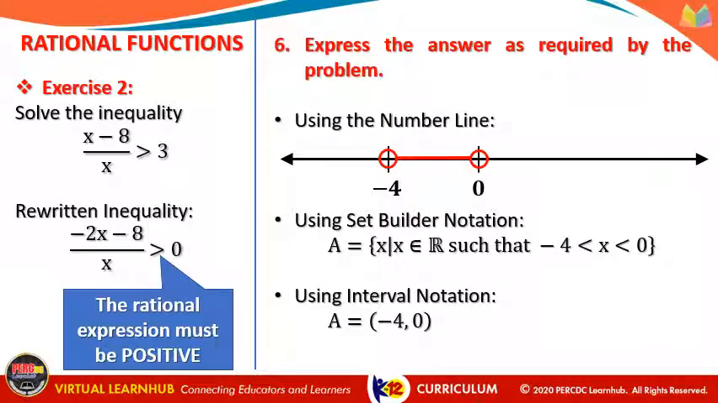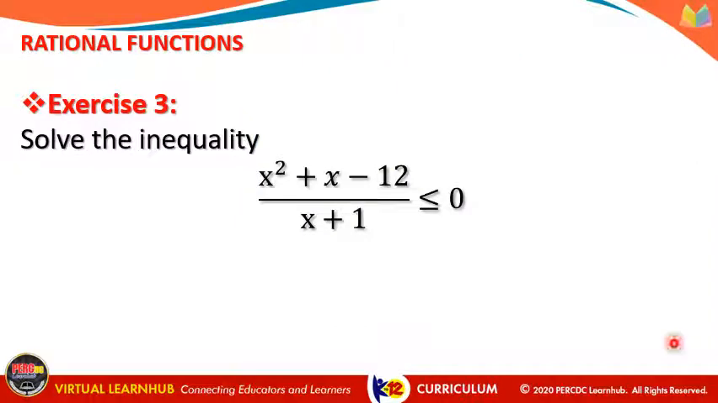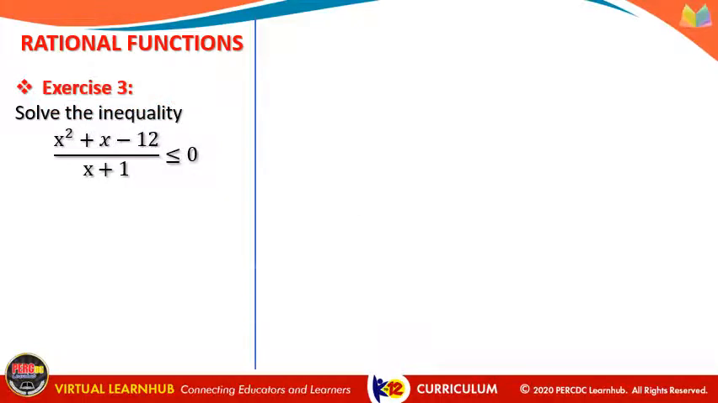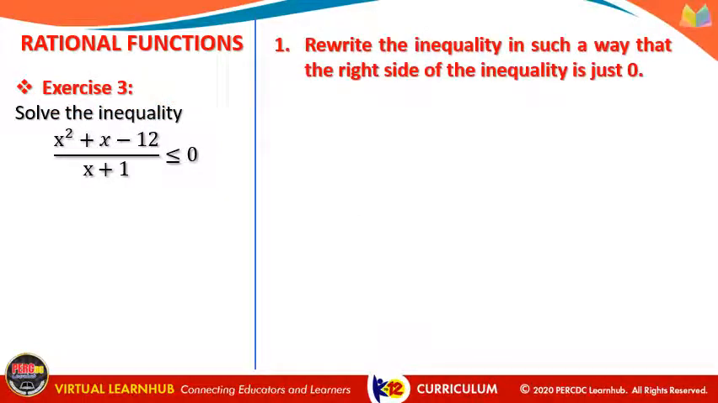Let's now go to our last exercise for this video. Solve the inequality x squared plus x minus 12 over x plus 1 is less than or equal to 0. Step 1. I-rewrite natin yung inequality in such a way that the right side is 0. As you can see, okay na tayo sa step 1 kasi na-rewrite na natin yung ating inequality. Actually, hindi talaga natin kailangan gawin yung step 1 kasi yung binigay is 0 yung right side. Alright, let's now go to step 2.